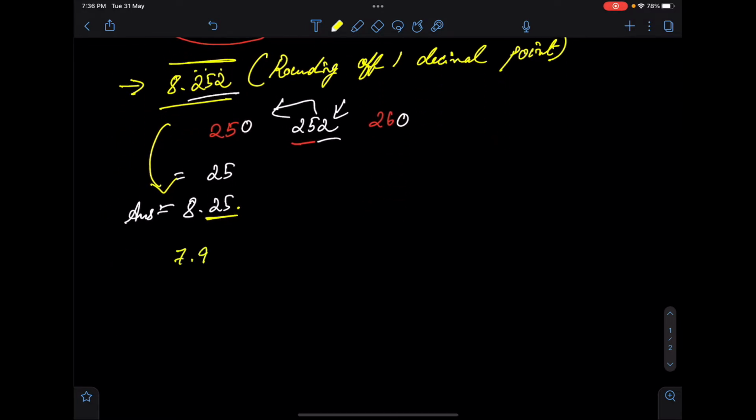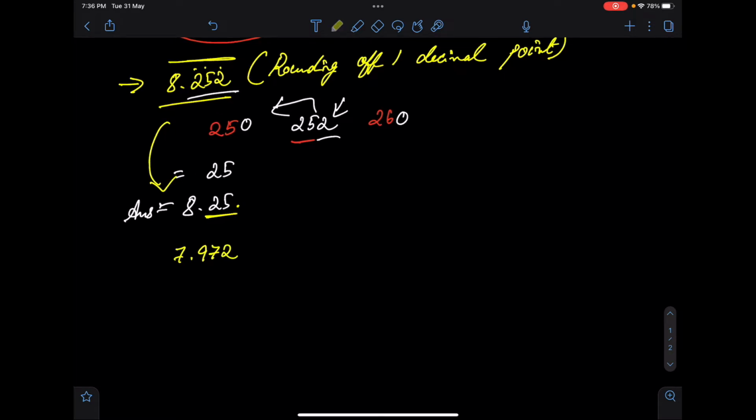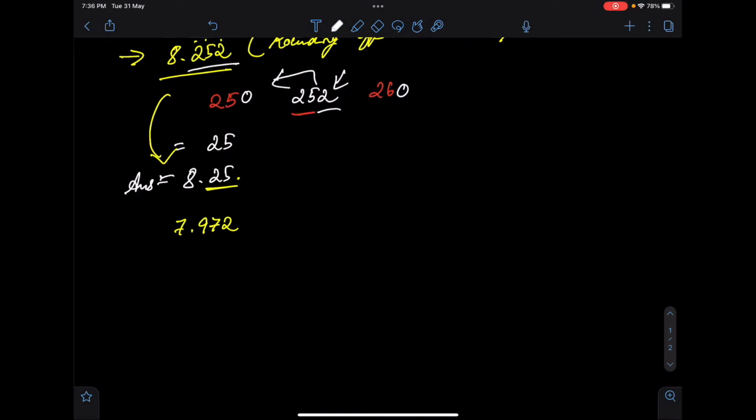Okay, I'll take another example. Let's say 7.972. We'll do both, rounding off to two decimal places and one decimal place, which means converting it to a one decimal pointer and converting it to a two decimal pointer.